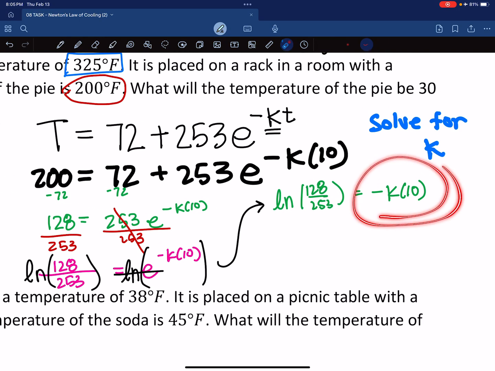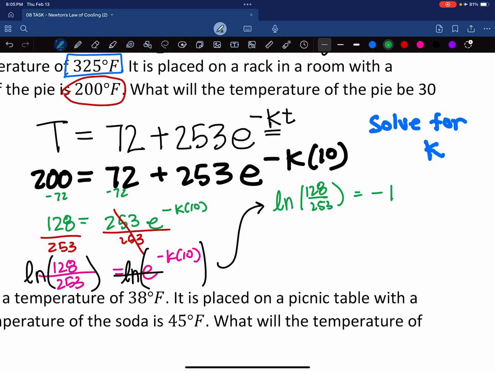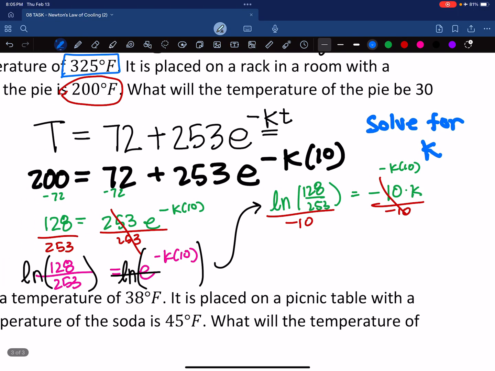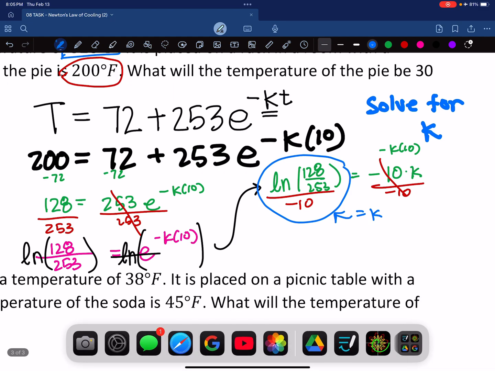And right here, you guys, negative k multiplied by 10, you could rearrange this, and I'm going to. It's just negative 10 multiplied by k. So let's change that to negative 10k. It's the same thing as negative k times 10. So divide by negative 10, divide by negative 10. And this is our k number that we're going to get an approximation for. So k is equal to this stuff, and then calculator time.